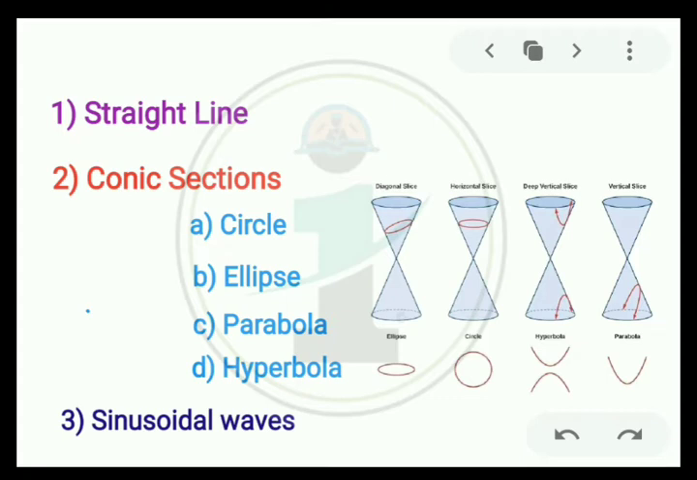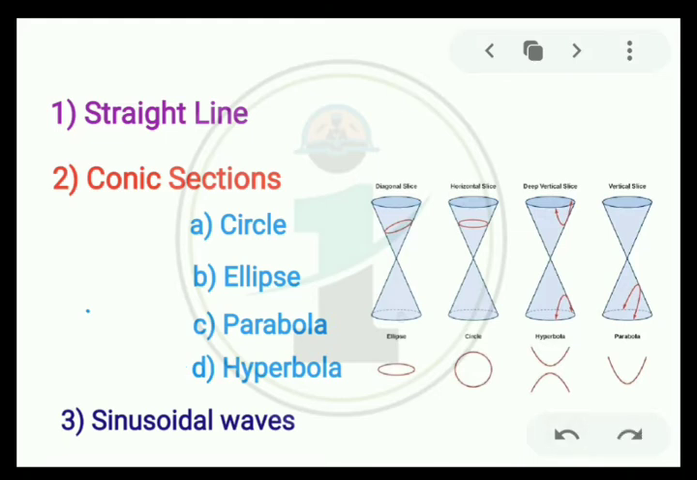So you can see in the second thing, that is conic section. In conic section there are 4 types of figures that can be obtained. The first one is circle, the second one is ellipse, the third one is parabola, and the fourth one is hyperbola.